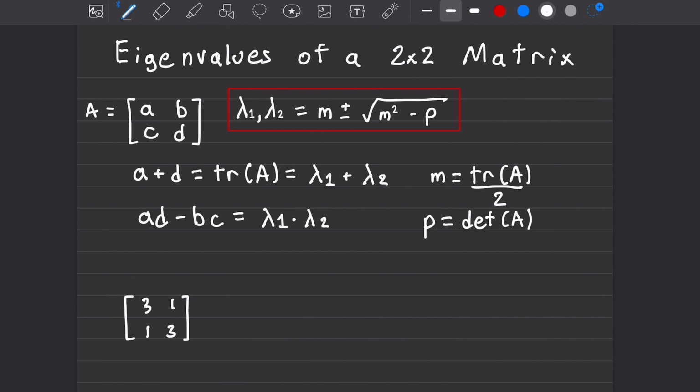So essentially, right, once we find this M is equal to the trace of A divided by 2, and then P is equal to determinant of A, we simply plug it in to this formula that I've written up here, and that is M plus or minus square root of M squared minus P.